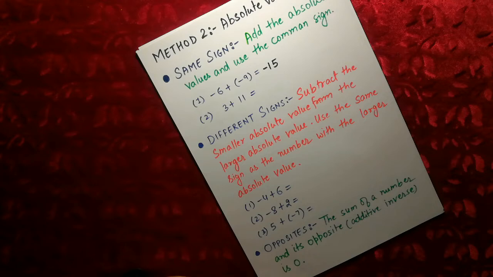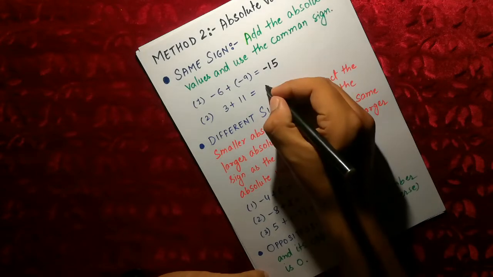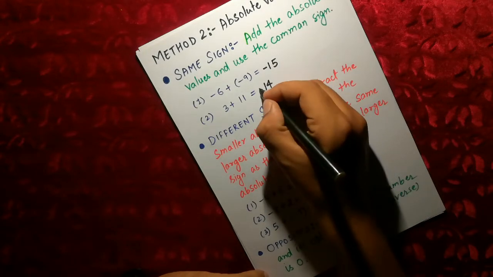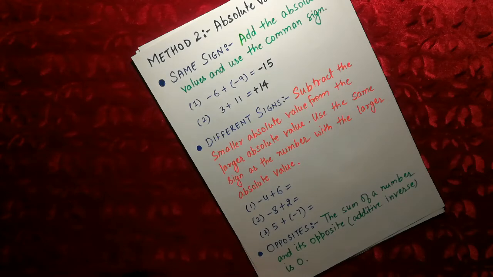And the second example is 3 plus 11. Both the values are positive here. So what do we do? We add their absolute values. The absolute values are 3 and 11. 3 plus 11 is 14 and the common sign here is plus. So the answer will be positive 14.